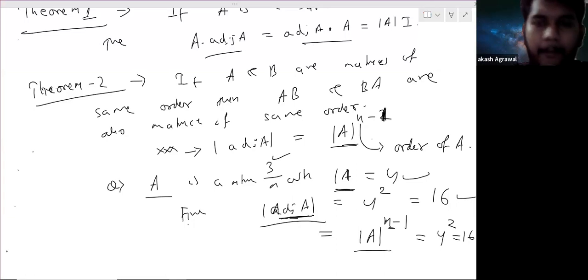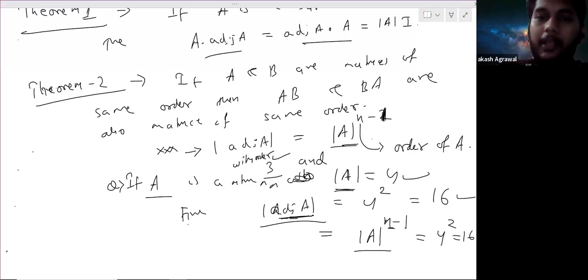Sir, can you read the question one more time? If A is a matrix with order 3 and determinant A equals 4, find determinant of adjoint of A. All right? Okay, sir. Thank you. Saad, is this clear? Yes, sir. Okay.